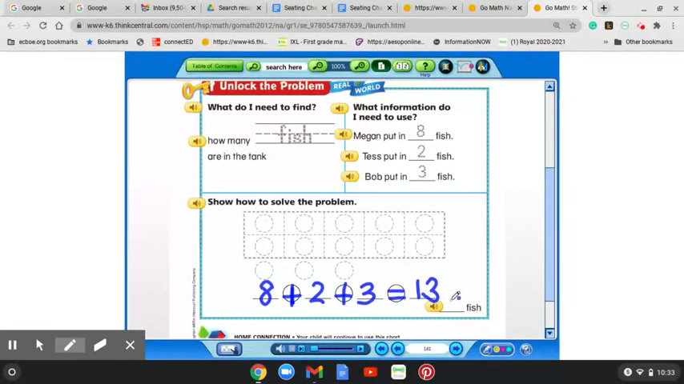And again, remember, we always have to answer whatever question we're doing. And 13 fish will be the number of fish in our tank. Okay?